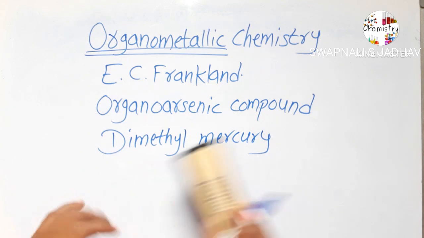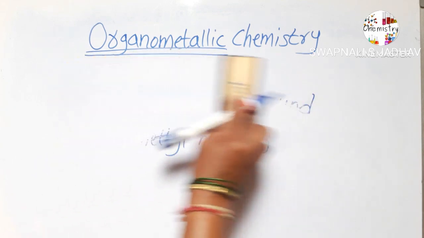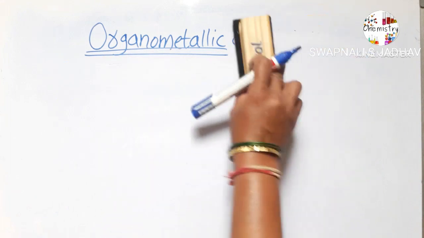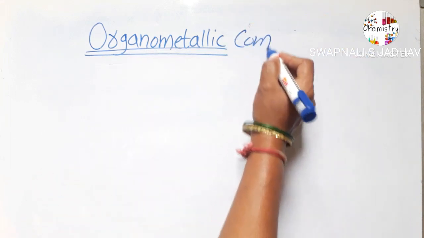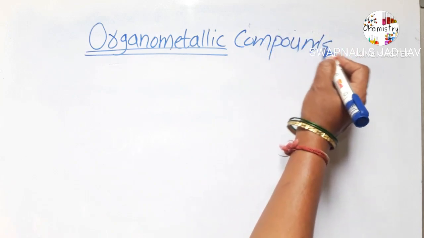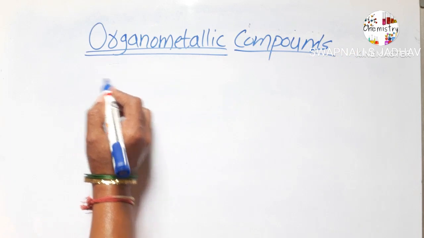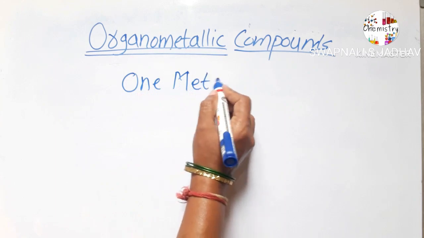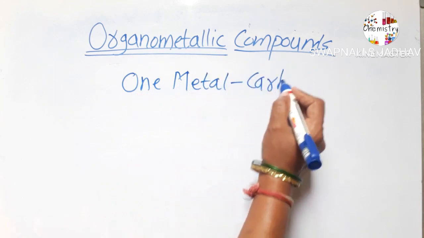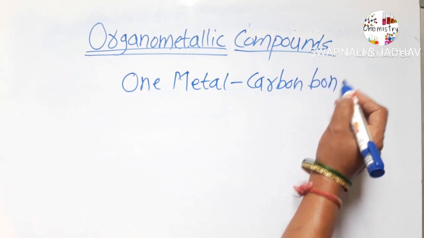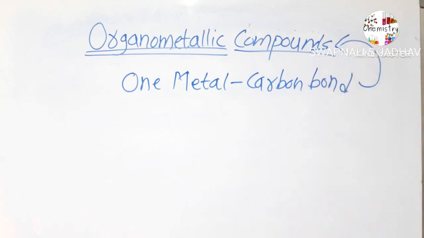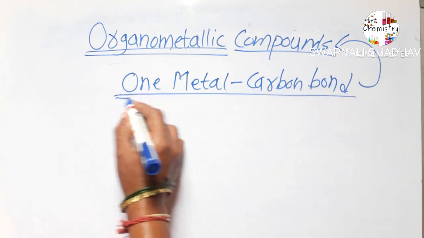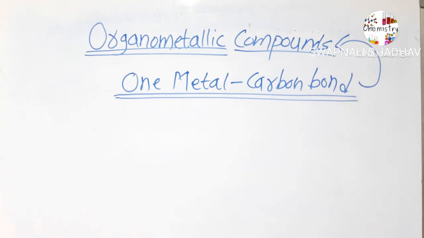So what is meant by organometallic compounds? We see the definition. Organometallic compounds definition. The compounds which contain at least one metal carbon bond are known as the organometallic compounds.